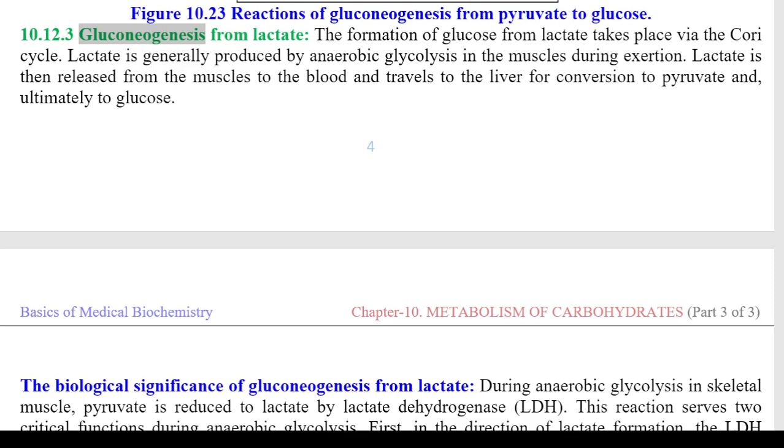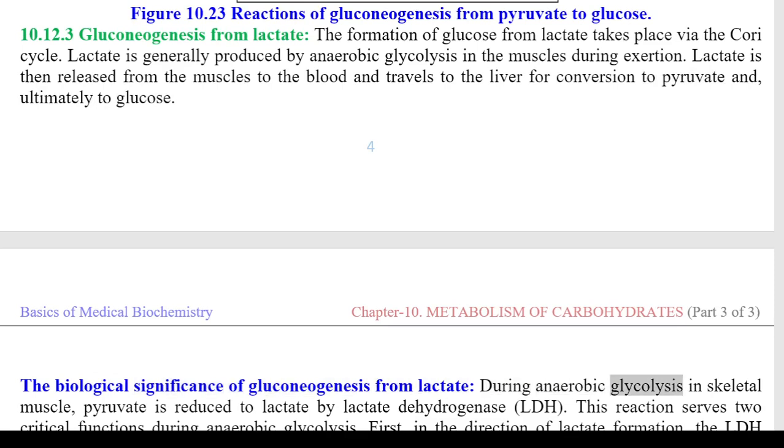10.12.3 Gluconeogenesis from lactate. The formation of glucose from lactate takes place via the Cori cycle. Lactate is generally produced by anaerobic glycolysis in the muscles during exertion. Lactate is then released from the muscles to the blood and travels to the liver for conversion to pyruvate and ultimately to glucose. The biological significance of gluconeogenesis from lactate.